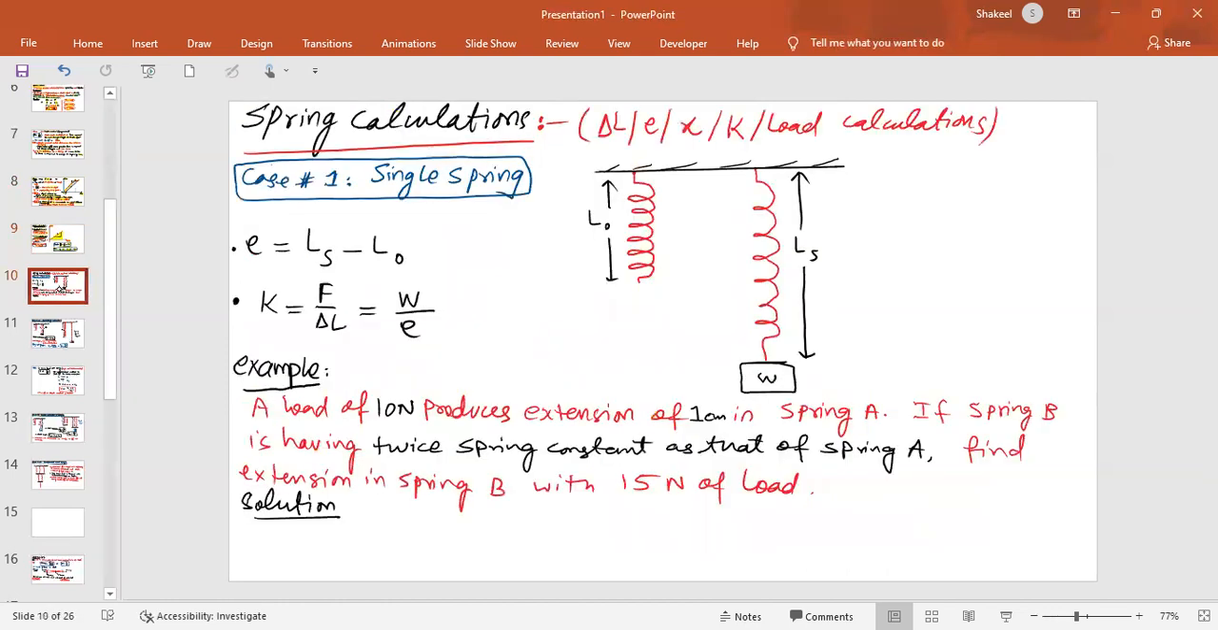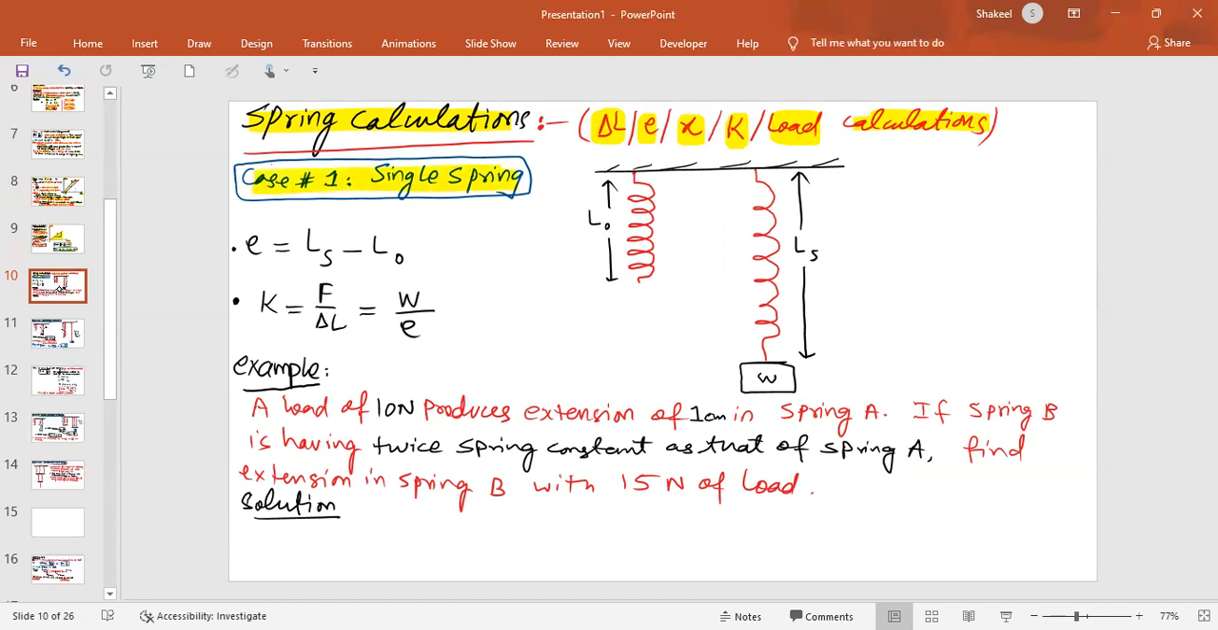Now let's look at some spring calculations. In these, you have to find the change in length, or extension or compression, or the spring constant or the load. Calculations will be there. There are several cases. Let's look at them one by one. The first case is the single spring case.